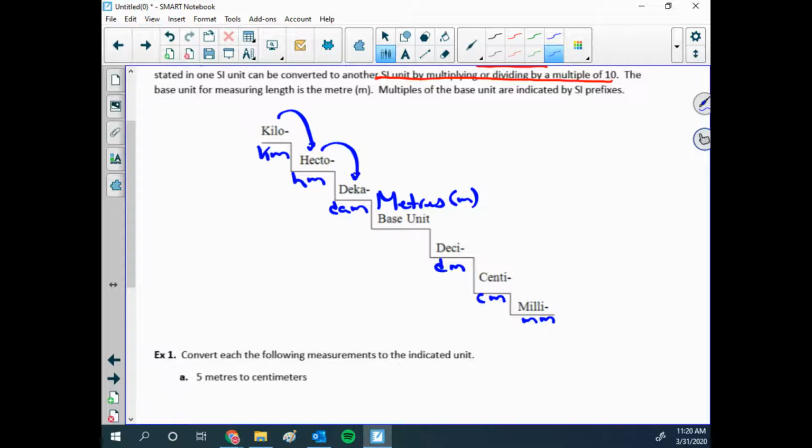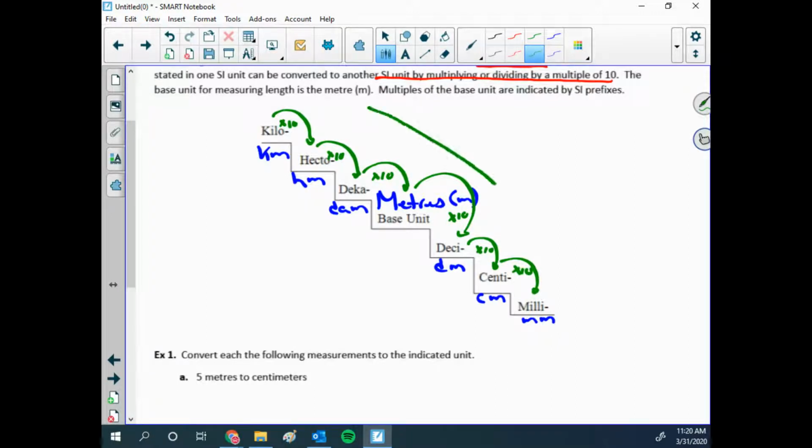a step, sorry, I'm going to use a different color here. Every time I go down a step, I times by 10, right? Because we said this is multiples of 10. So I times by 10, times by 10, times by 10, times by 10, times by 10. And just to have that as a note here, to go down, I multiply by 10 for each step down. And let's take a look and see if that makes sense.